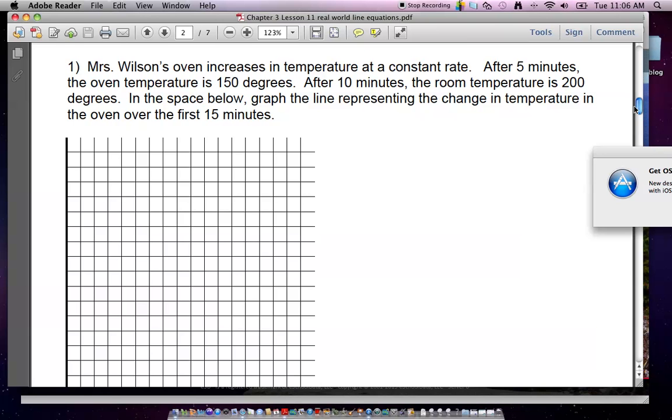Talia, fire away. Miss Wilson's oven increases in temperature at a constant rate. After 5 minutes, the oven temperature is 150 degrees. After 10 minutes, the oven temperature is 200 degrees. In the space below, graph the line representing the change in temperature in the oven over the first 15 minutes. Nice job.